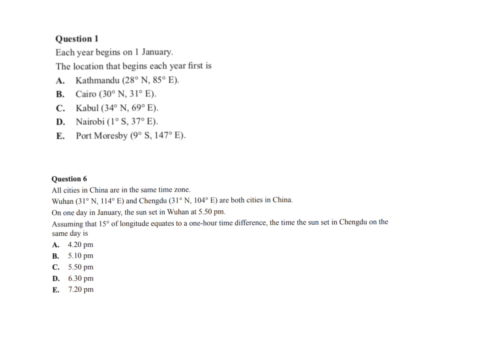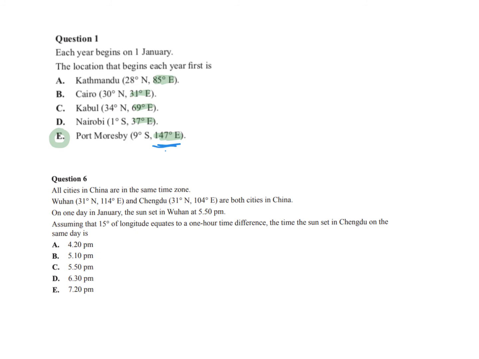Okay. Each year begins on 1st of January. The location that begins each year first is, and this is an easy question, question 1. So we know we're just looking at the longitudes. So who's going to shout out which place is going to begin the year first? Boys? E. Yep, E, good. Port Moresby, because it's got the biggest east value there. Good. All right, question 6.